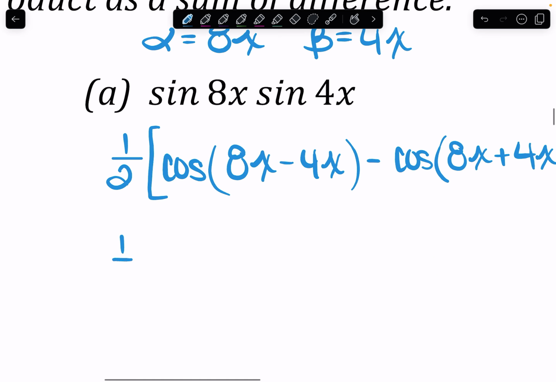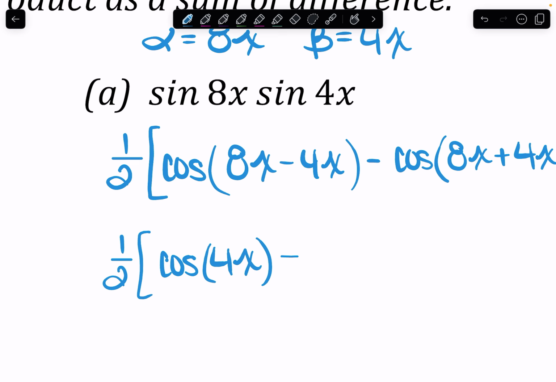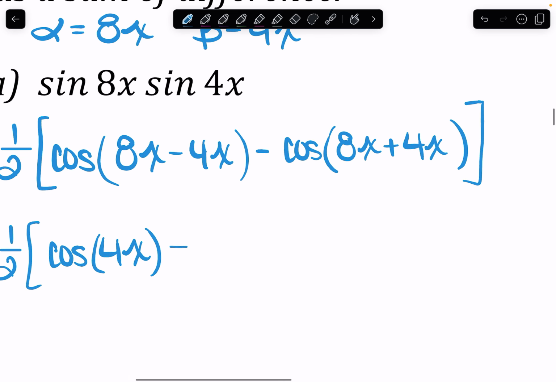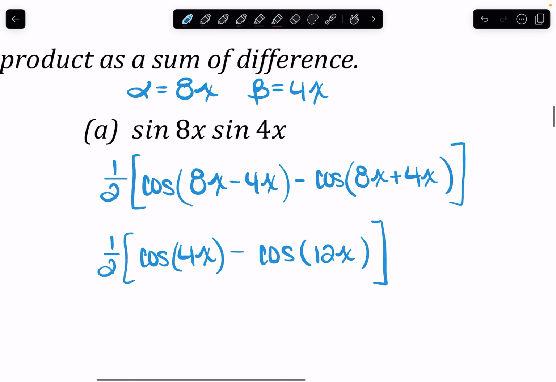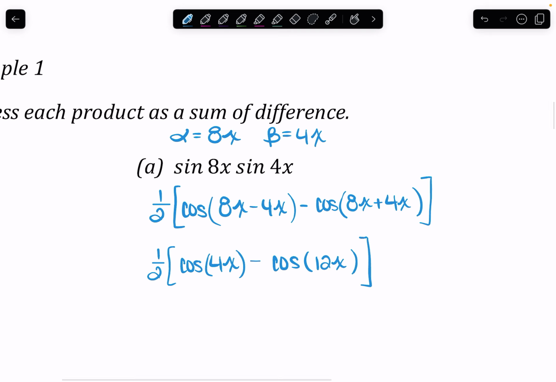So our 1/2 is just kind of floating here. 8 minus 4 is 4. And then 8 plus 4 is 12. So it's a sum, difference, or. Sometimes words are hard. That should say or.